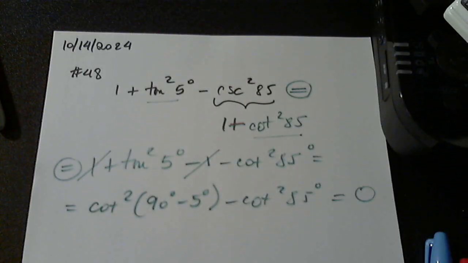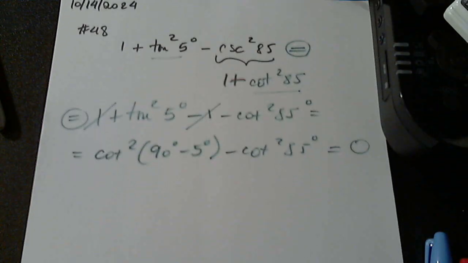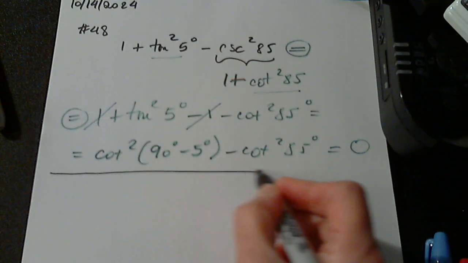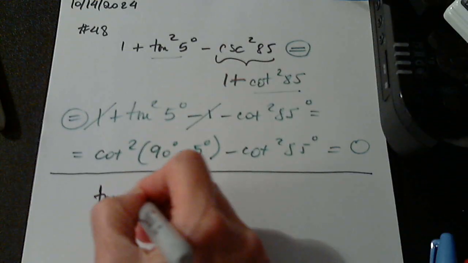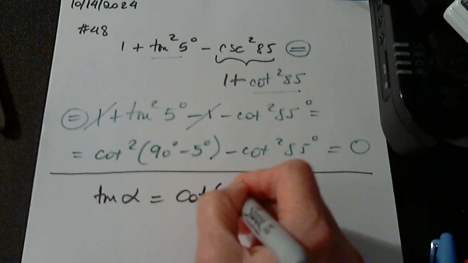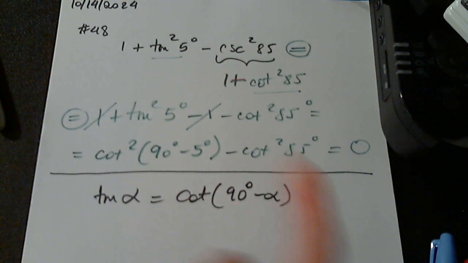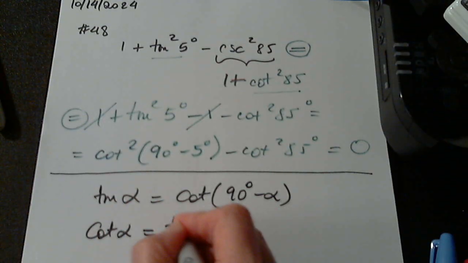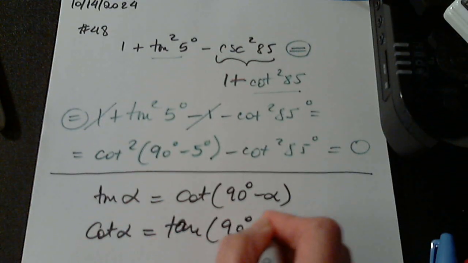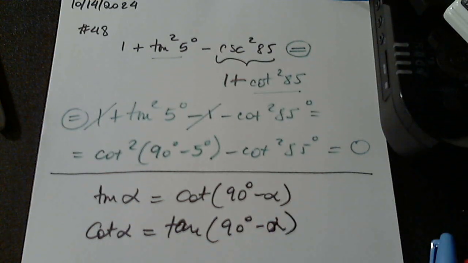Let me write it for tangent and cotangent. We wrote this last week, so that's why I'm begging my students to redo the problems we did in class. Tangent alpha equals cotangent of 90 degrees minus alpha, and vice versa. Cotangent alpha equals tangent of 90 degrees minus alpha.